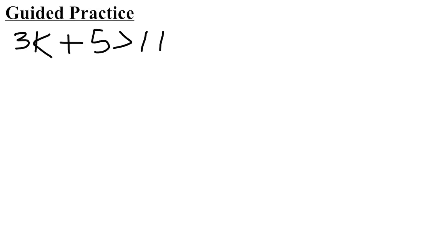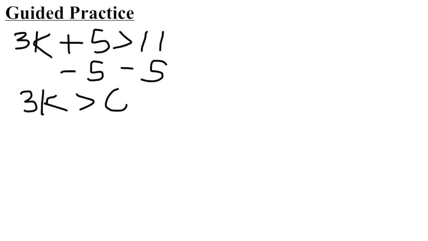All right, guys, so the first step is to subtract 5, making 0 pairs. There's nothing on the left that we can do to simplify it, so we just jump straight in by making 0 pairs and trying to isolate the variable k on the left side by itself. So then we have 3k is greater than 11 minus 5, which is 6.